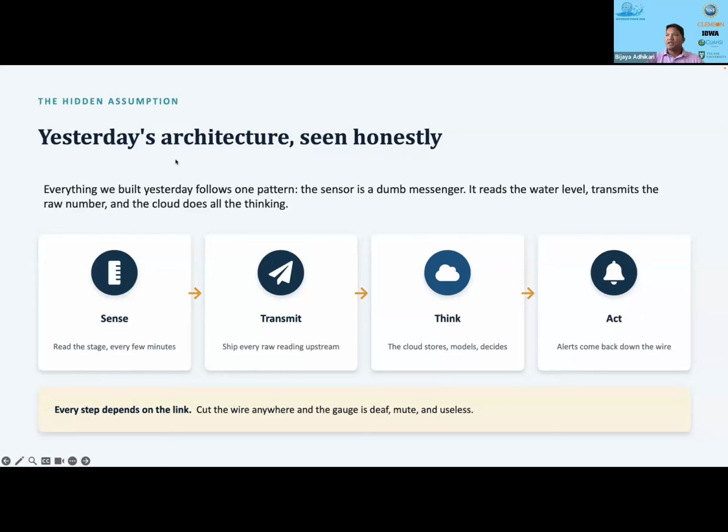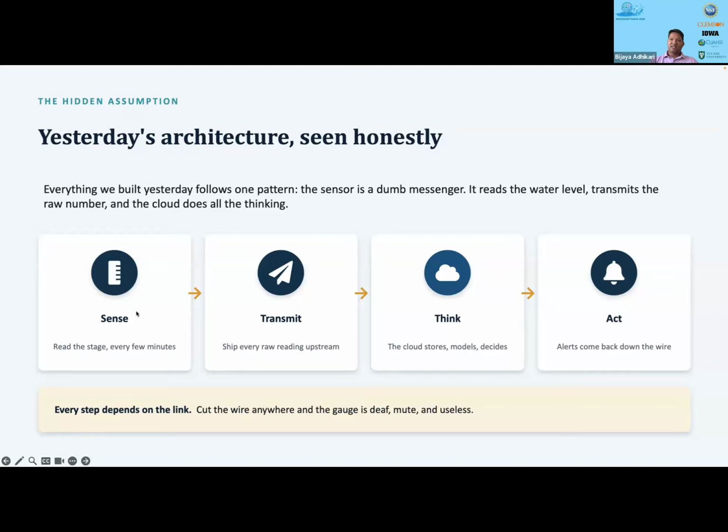Why is the cloud not enough? If we look honestly at the architecture we built yesterday, there is one pattern. The sensor is a thing that senses some physical aspect of the real world, but it is a dumb messenger that doesn't do anything intelligent. It senses, reads, and then sends. That's all it does. All the thinking, all the intelligence, is done at the cloud level. This is the architecture of the sensor system we designed yesterday.